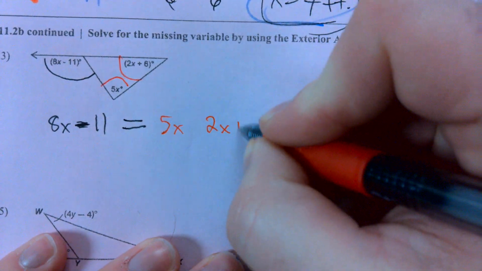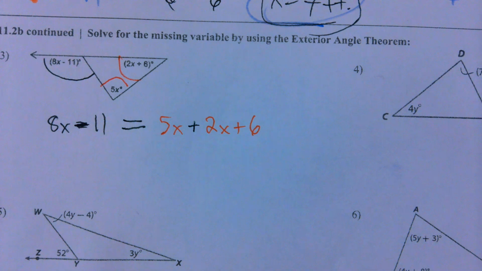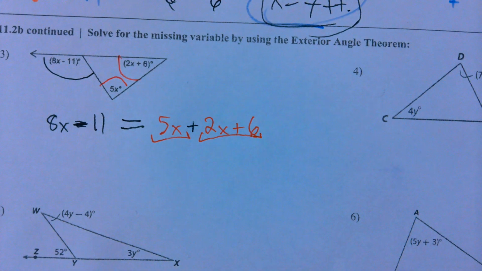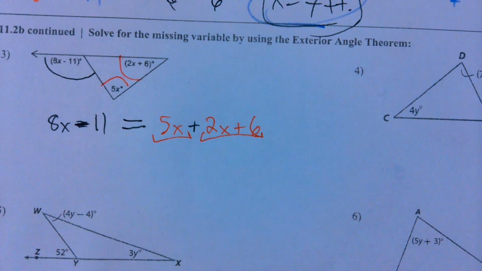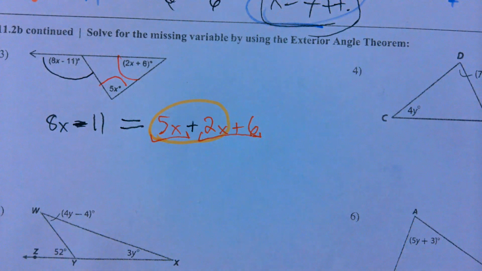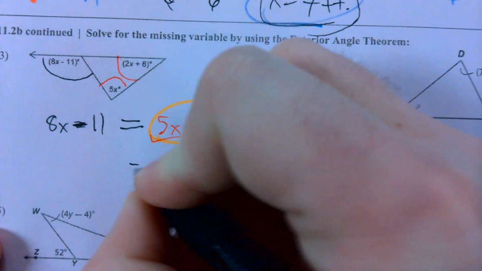5x plus 2x plus 6. Just like that. One interior angle, two interior angles. Add them together, set them equal to the exterior angle. Just like Victor said over here, we're going to combine these like terms. 5x plus 2x gives us 7x plus 6 equals 8x minus 11.